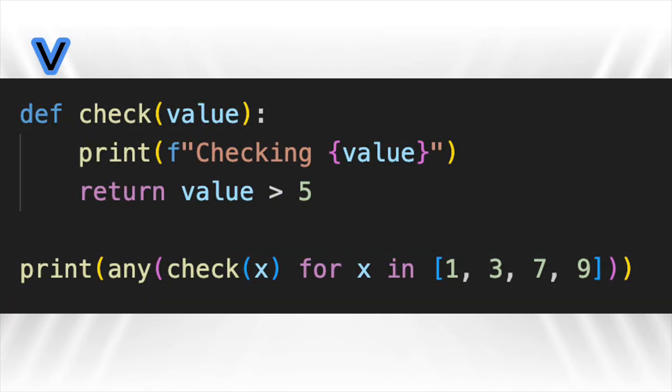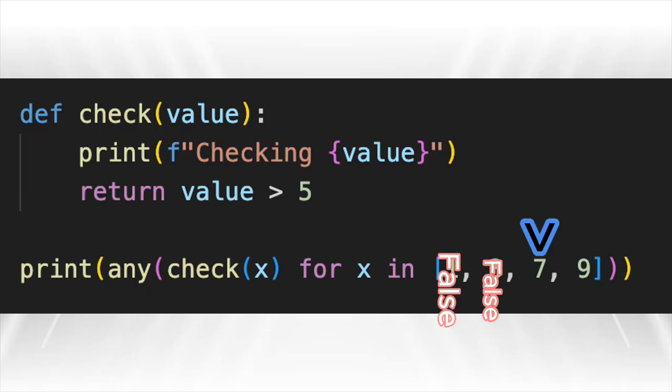Here we have a simple check function. It takes in a given value and returns true or false based on if the value is bigger than 5 or not. In the print statement, we have x, which iterates through the list starting from 1. We pass 1 into the check function, and as 1 is not bigger than 5, we get false. So we move on to 3, then again to 7 for the same reason. Here, 7 is bigger than 5, so we get a true statement and the process stops as there is at least one true. So 9 doesn't even get checked.